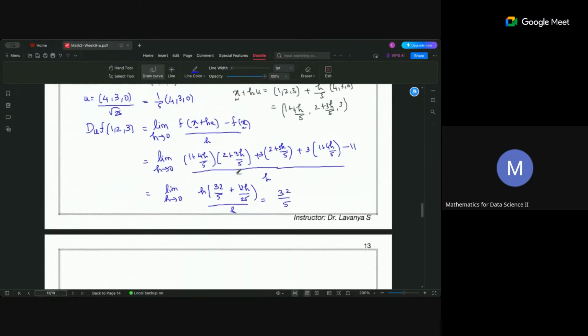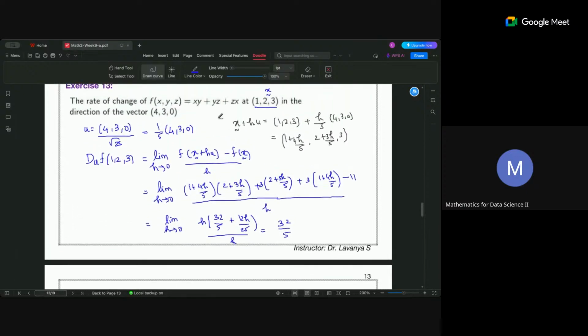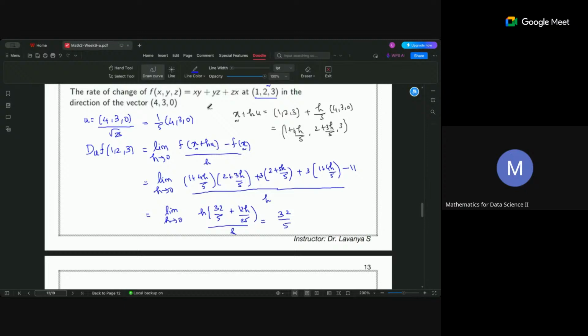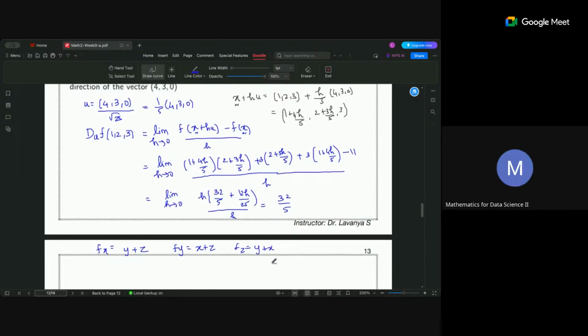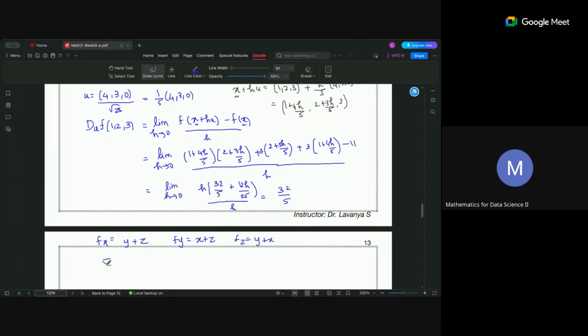So for example, maybe we can try one of these functions to visualize. What is del f for this function? What is fx? Only y plus z. What is fy? x plus z. Fz is x plus y. So del f is (fx, fy, fz), which is (y plus z, x plus z, x plus y).